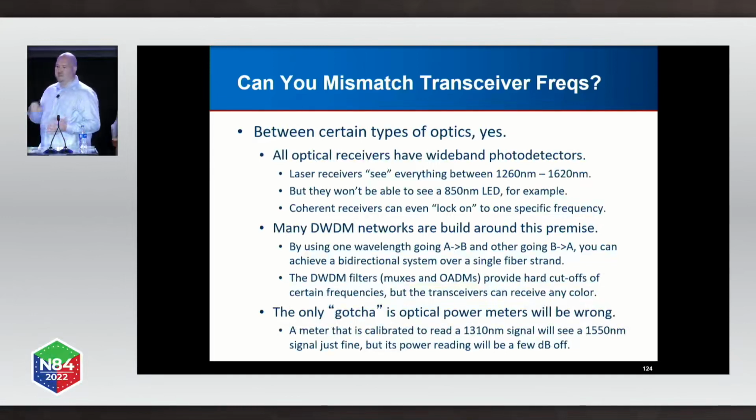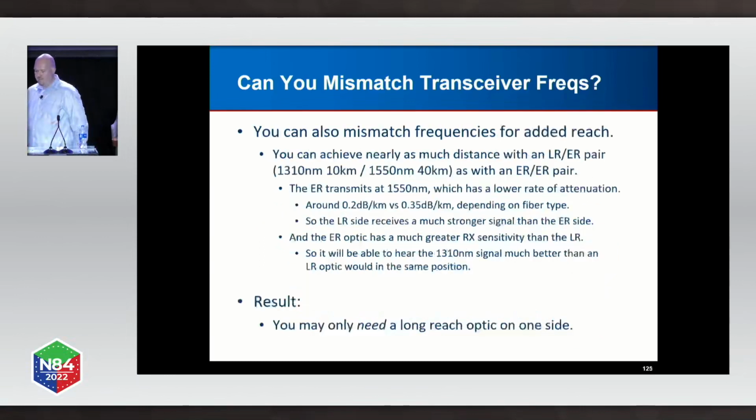DWDM systems that are built on single strand use this. The only gotcha about the whole thing is it'll make your optical power meaning wrong. So if you expect a 1310, you get a 1550, you'll be off by a couple dB, so you have to make sure your mode is set right. But it's a cool trick to let you do weird things. So like if you only have one LR and one ER optic, you can get 30 kilometers of reach because the one side is more sensitive and the other side is more power, and it balances out.